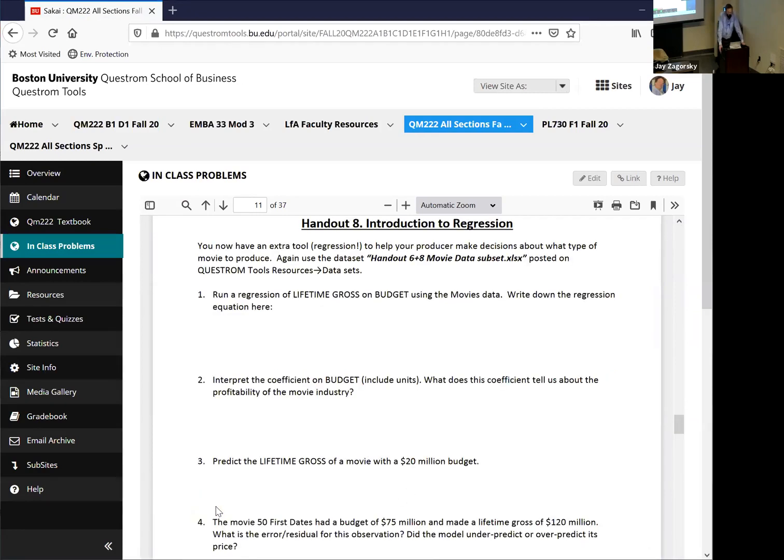So what we're going to do is open up handout 6.8 movies data subset.xls, which is located under resources. And we're going to run first the regression of lifetime gross on budget using the movie data. And hopefully all of you get the regression and write it down there. And then I'm going to send you off into breakout rooms. And the question is, can the breakout rooms come up with number 2? What do the coefficients, both on the constant term and on the budget term, mean?